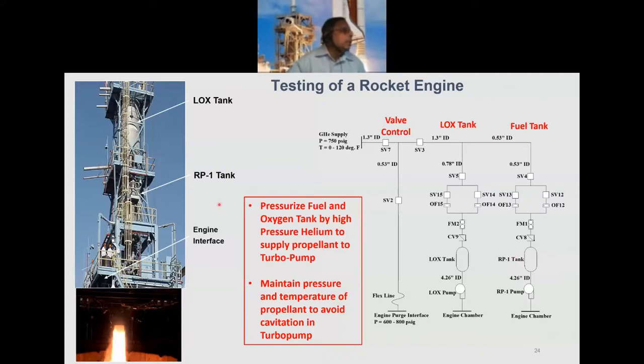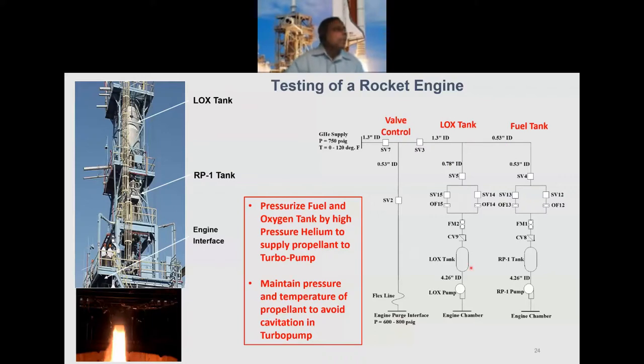Here I'm showing the firing of the Fastrac engine in a test stand. You have the oxygen tank and this is the kerosene tank, and you pressurize both tanks with helium. The idea is you pressurize to send propellant to the turbopump, and the other thing is to make sure the propellant is at the right condition so that there is no cavitation. We developed the complete circuit here. The helium comes in here, part of the helium goes to actuate the engine valve, and then another part goes to the oxygen tank, another to the fuel tank.